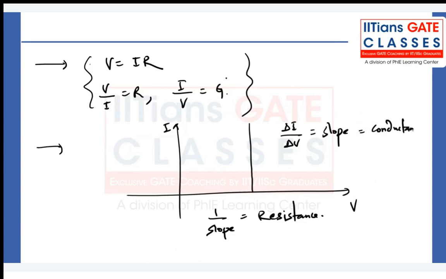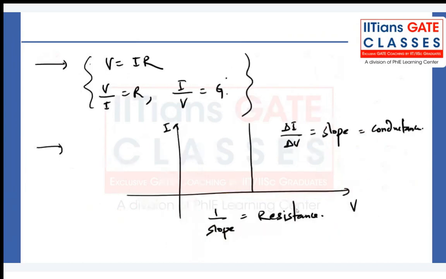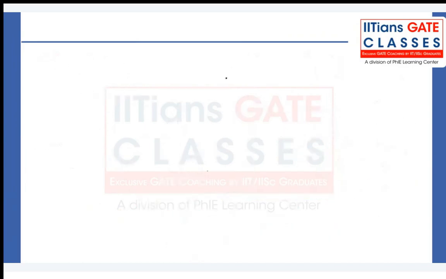And as I told you, conductance is the reciprocal of resistance. So this is the characteristic of an ideal voltage source. An ideal voltage source has internal resistance, you can say, zero. And in future you will find that suppose you have to replace this ideal voltage source.